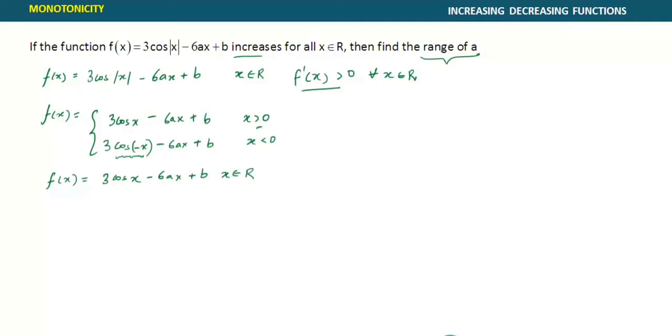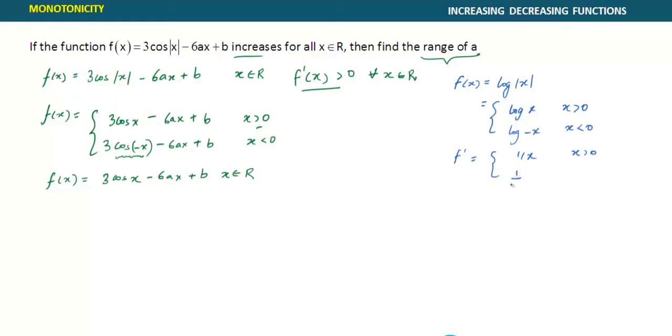Before going further, I would like to highlight another important function which behaves something like this, and it is generally asked in problems. For example, f x is given to be log modulus x. So how will you find f dash x of this function? Again, I'll split the log modulus into two parts. So log x for x greater than 0, and log minus x for x less than 0. Mind you, we cannot include x equal to 0 because it is not in the domain. Now differentiate. If I differentiate, you will get 1 by x for log x for x greater than 0. And how will you differentiate log minus x?